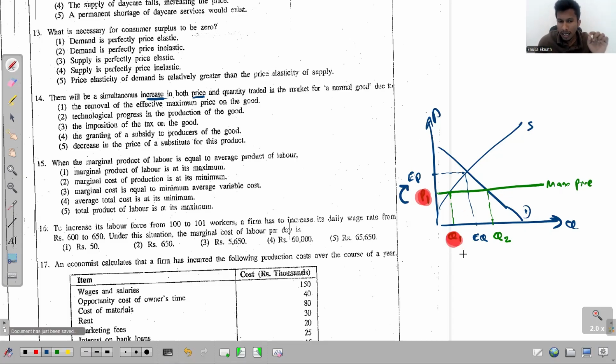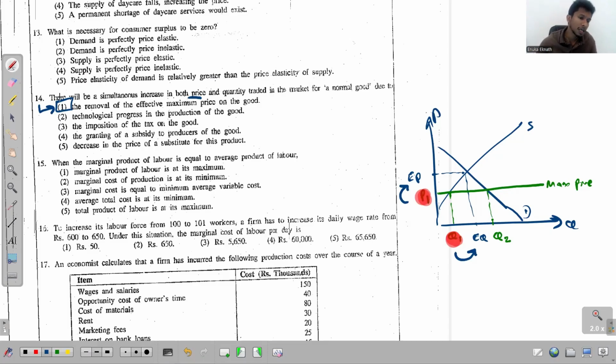And what happens then? The quantity that is traded in the market will increase from Q1 to EQ. So both get increased. I mean, price and the quantity traded both get increased after removing the effective maximum price on the good. So that's what they ask us to recognize. From which one of the following actions will the market price and the quantity increase? So the answer is the first one, right? Question 14 answer is the first one.